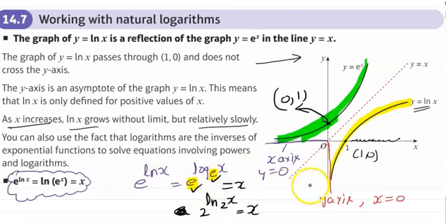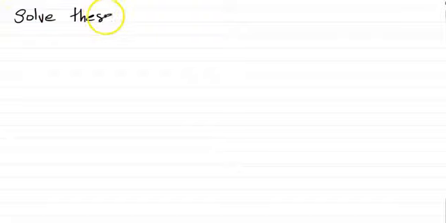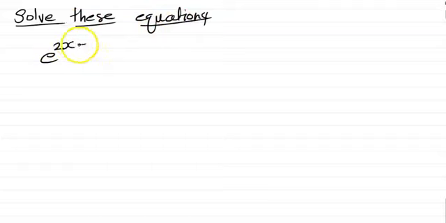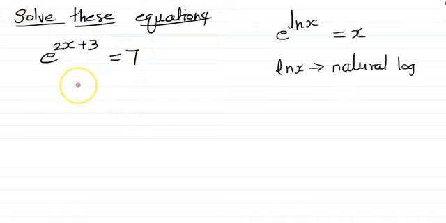Let's see a couple of questions based on that. Okay, so first question in this: solve these equations. This is for you. Solve these equations. Exam question. First question is here: e to the power 2x plus 3 equal to 7. So please pause the video and have a go. So e to the power 2x plus 3 equal to 7.